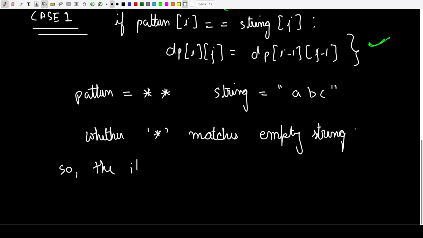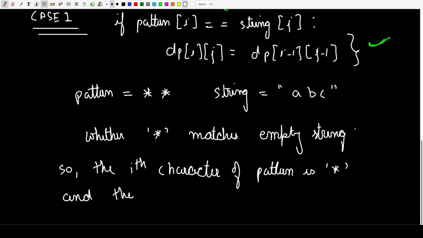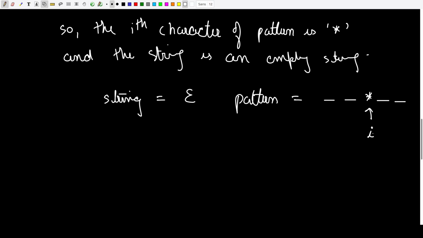So the ith character of pattern is star and the string is an empty string. If the pattern has some concrete value, so let us say these are A and B, then clearly this does not match, because of which this case, which will be represented by dp of I comma 0, where 0 means empty string and I means ith character of pattern, will be equal to false.